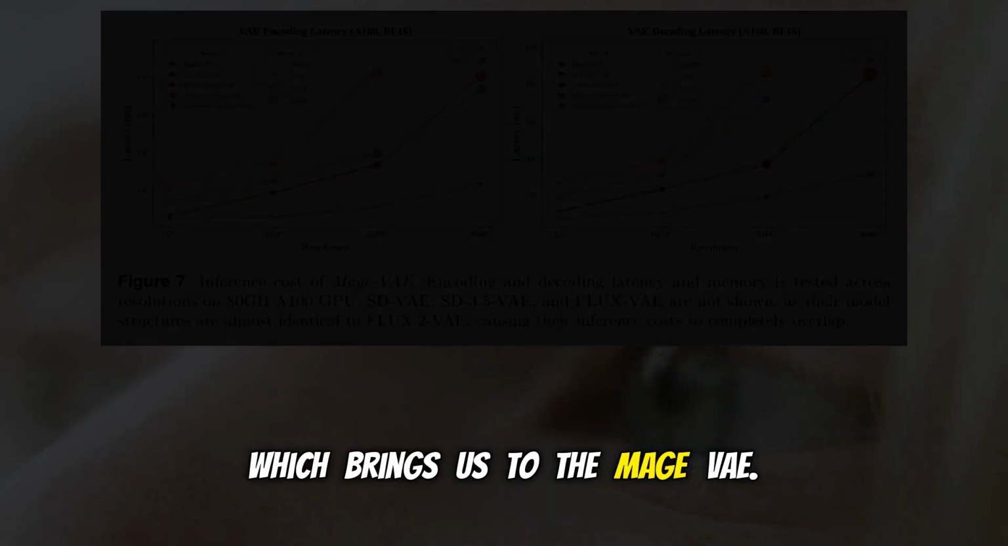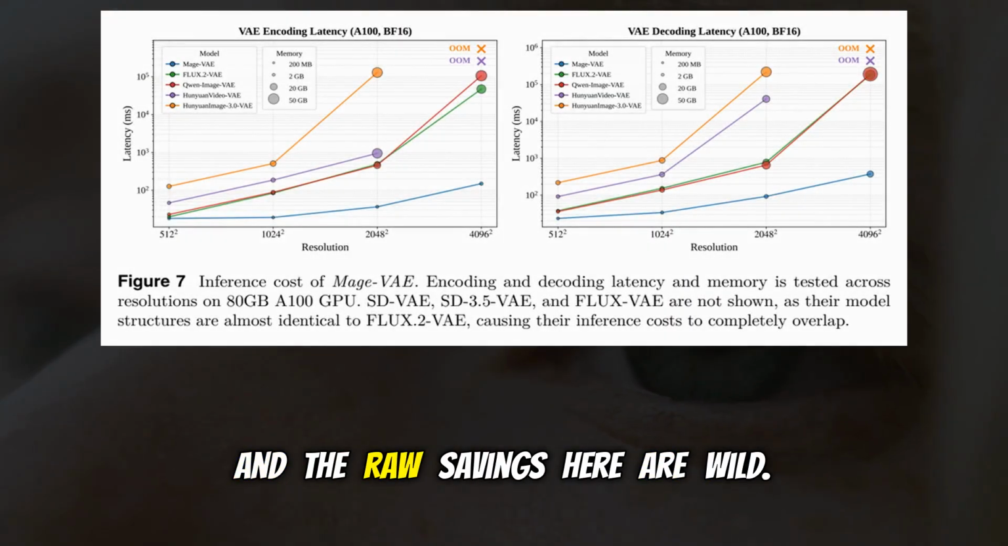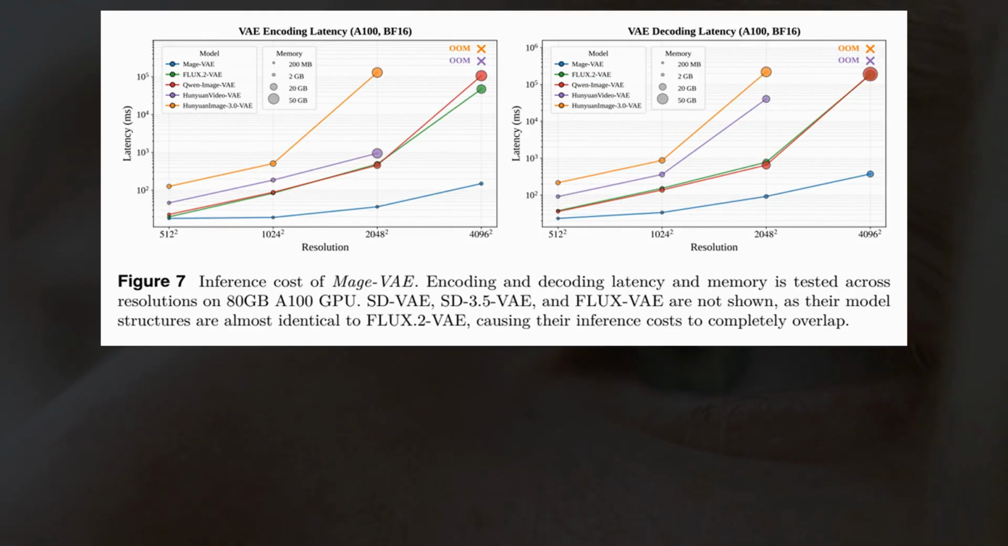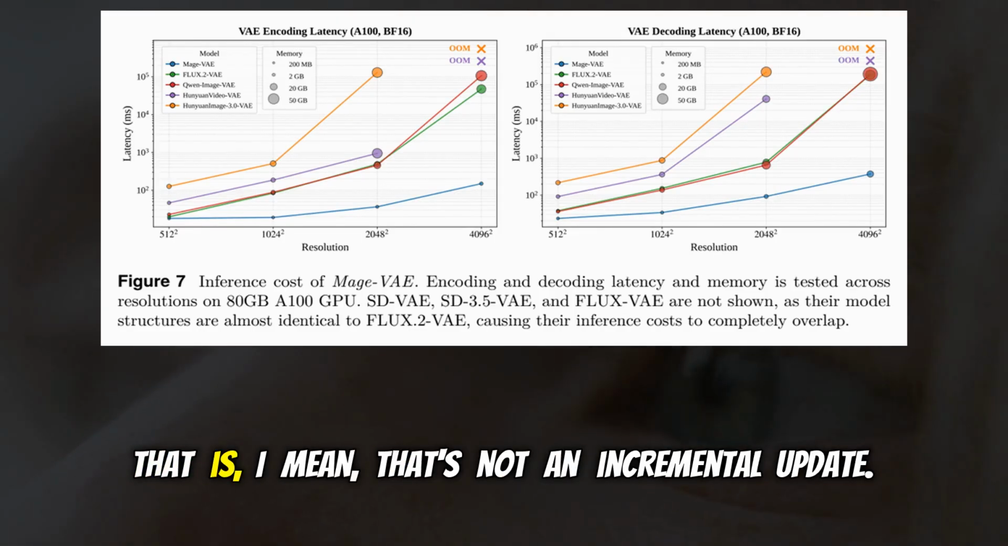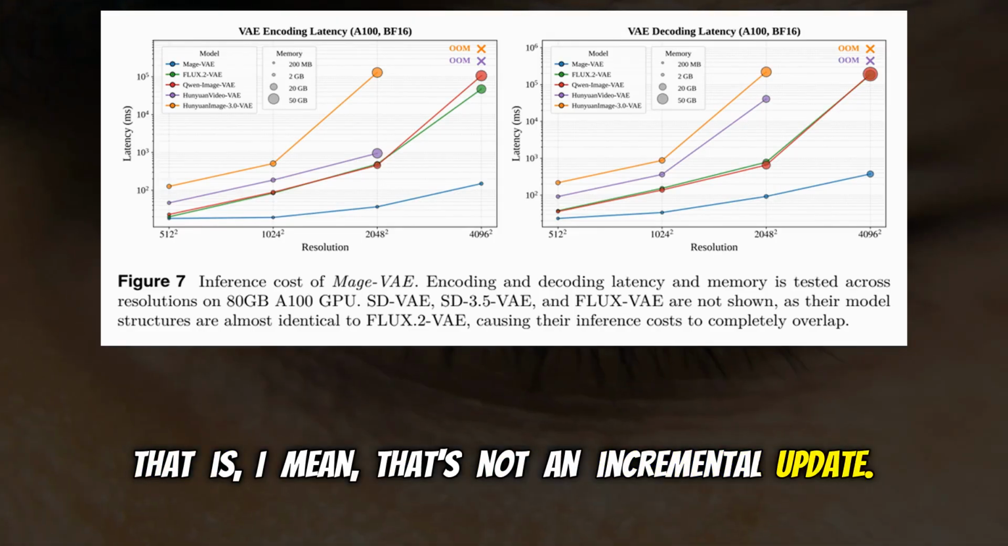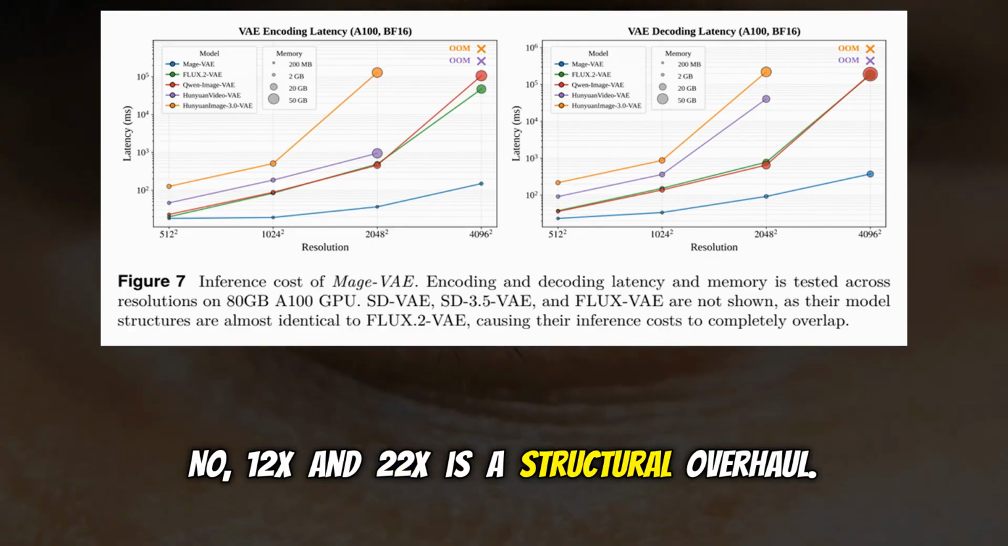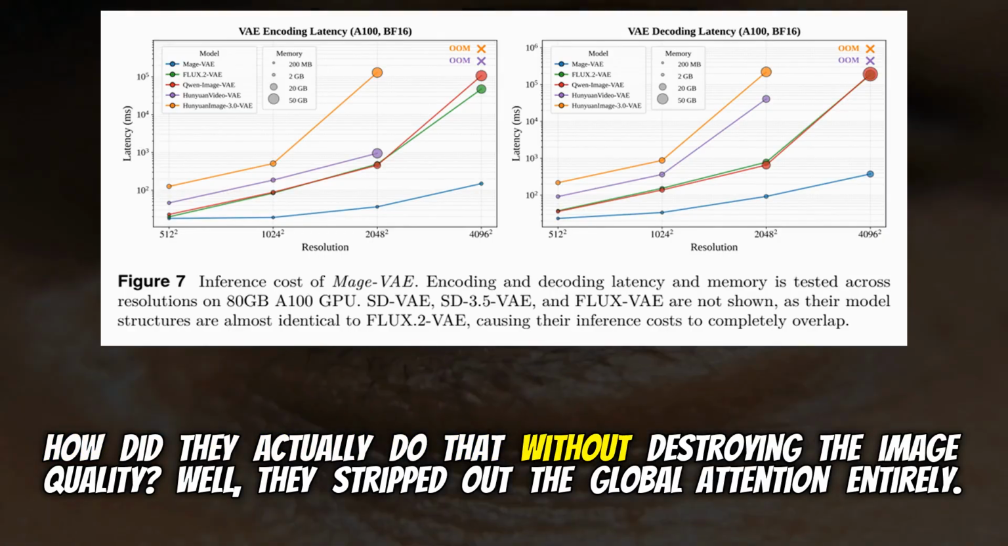Which brings us to the Mage-VAE. And the raw savings here are wild. They achieve 12 times fewer encoding MACs and 22 times fewer decoding MACs per pixel. That's not an incremental update. No, 12x and 22x is a structural overhaul. How did they actually do that without destroying the image quality?